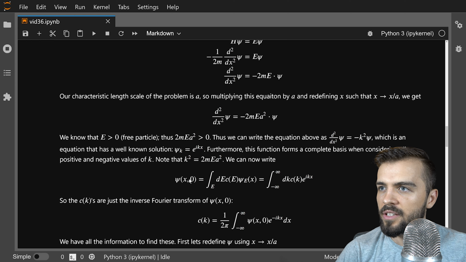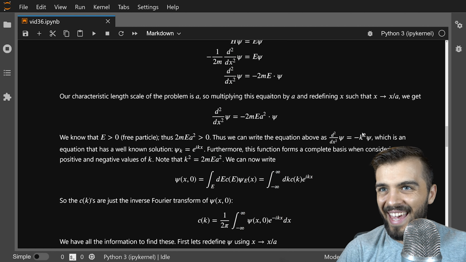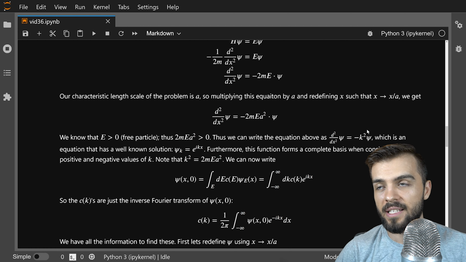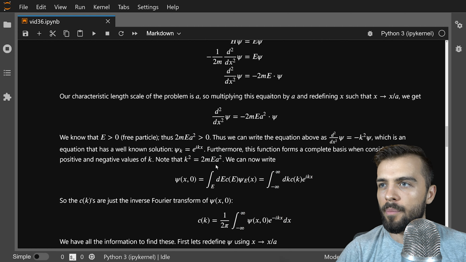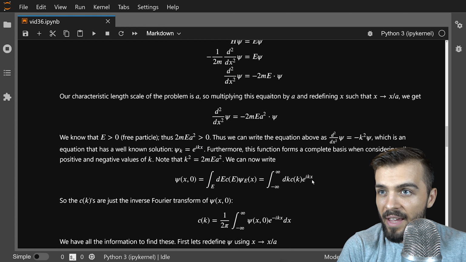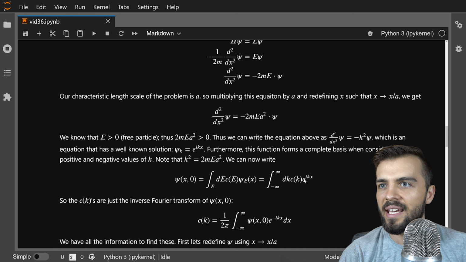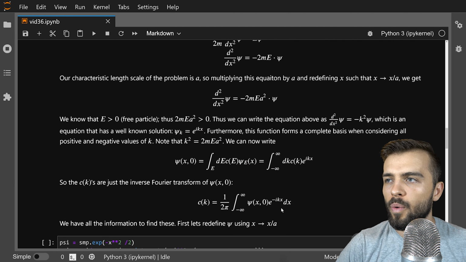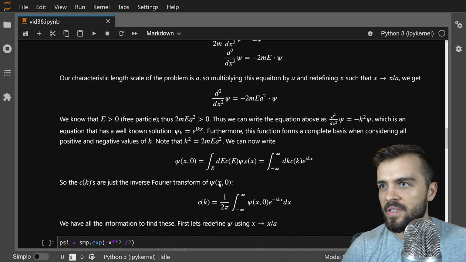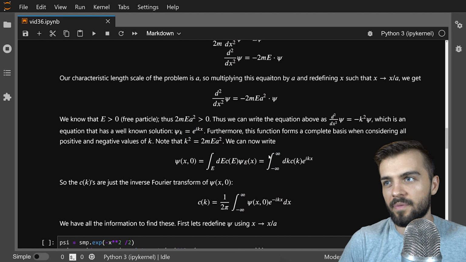We have psi of x, 0. We sum over all the energy eigenstates with the corresponding energy eigenvalue, but we have k instead of E, and k is negative and positive. Then we get that complete basis. So instead of integrating over all positive E, it's the same as integrating from negative infinity to infinity of all the different k values, c of k e to the ikx. What this tells you, if you identify this formula, is that c of k is just the inverse Fourier transform of psi of x, 0 by definition of this equation.